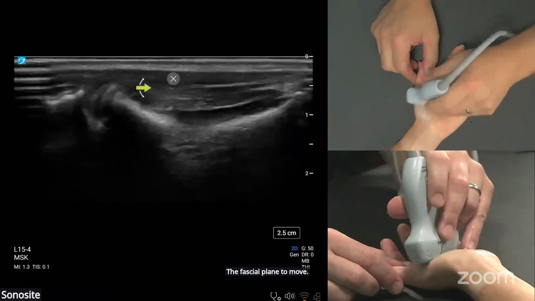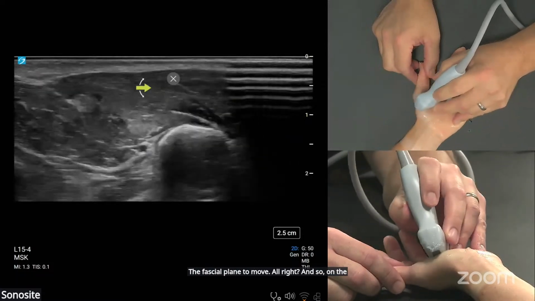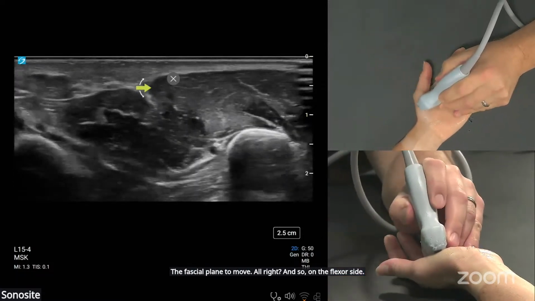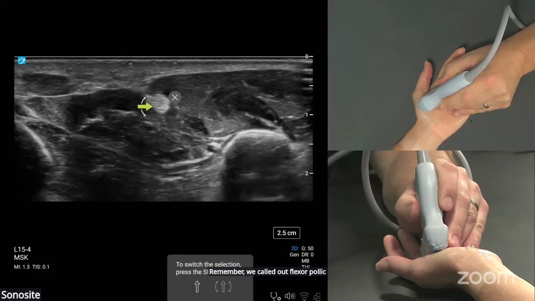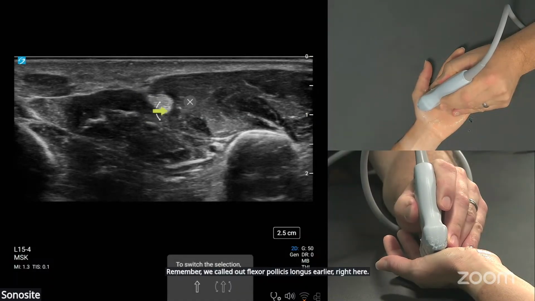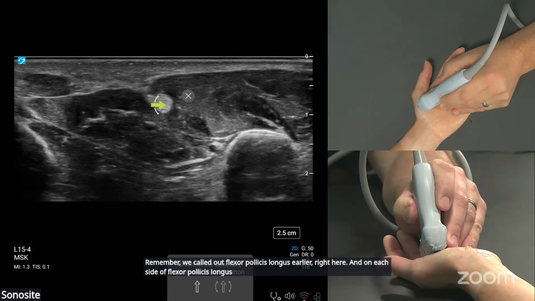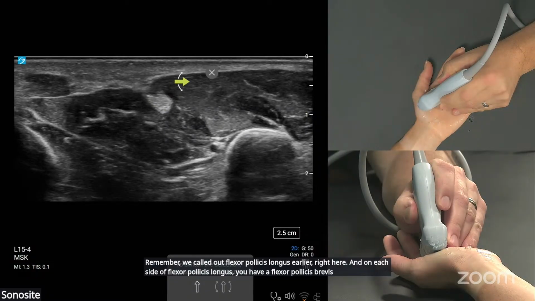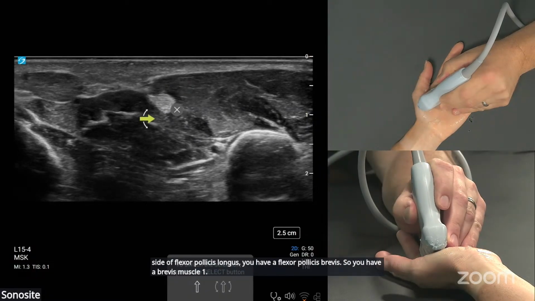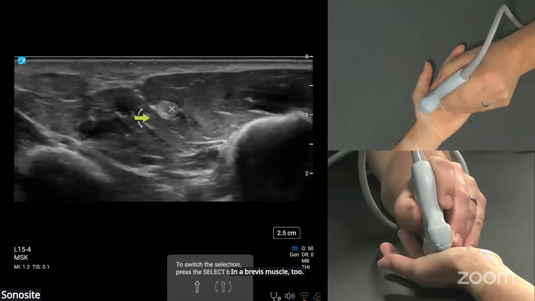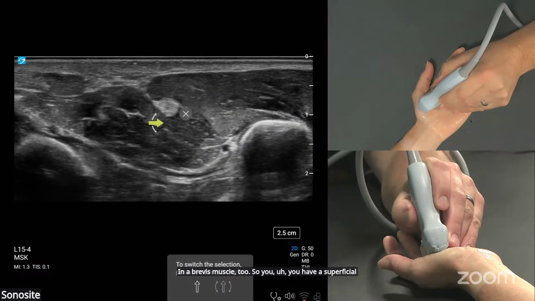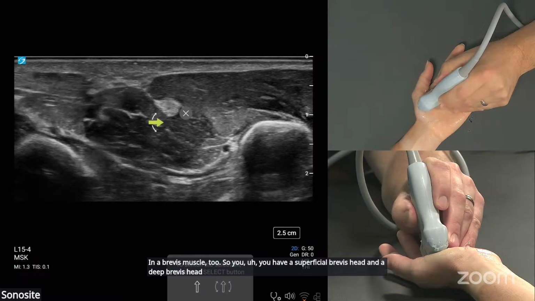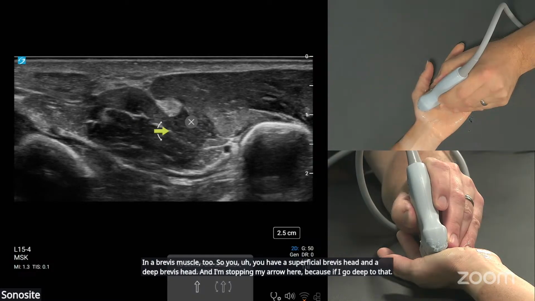All right. And so on the flexor side, remember we called out flexor pollicis longus earlier, right here. And on each side of flexor pollicis longus, you have a flexor pollicis brevis. So you have a brevis muscle 1 and a brevis muscle 2. So you have a superficial brevis head and a deep brevis head. And I'm stopping my arrow here because if I go deep to this little fascial line right here, we get into adductor.